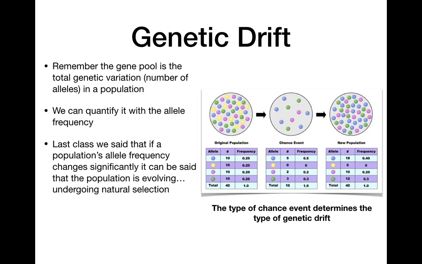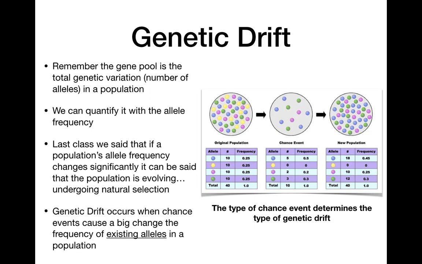And last class we talked about the fact that if the allele frequency changes significantly, then we see the population is evolving, that the population is undergoing natural selection. And that is almost always the case. But every once in a while, something random happens, something completely by chance. And that is called genetic drift. Genetic drift is when the allele frequency changes in the population, but it's caused by chance.